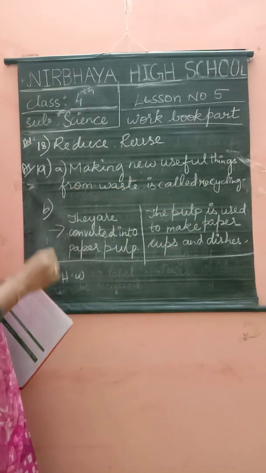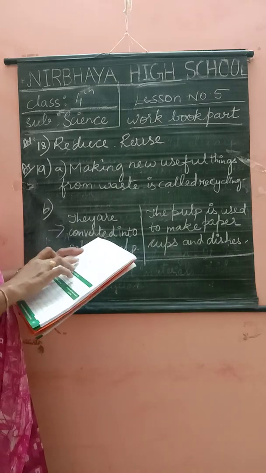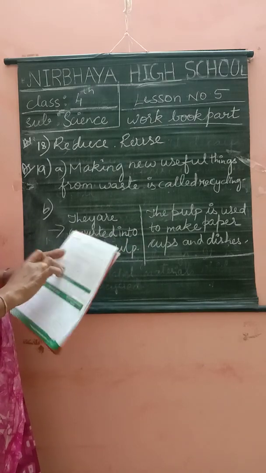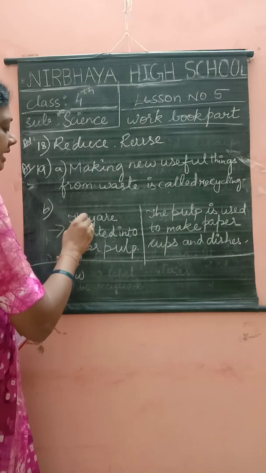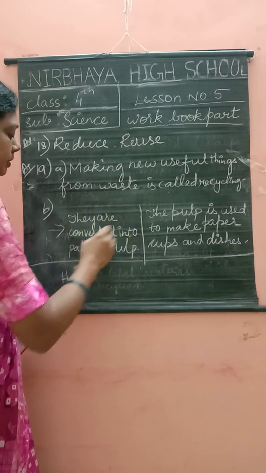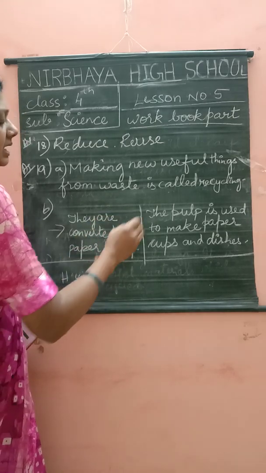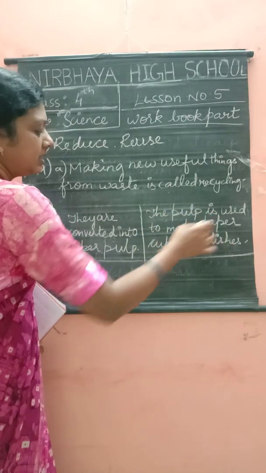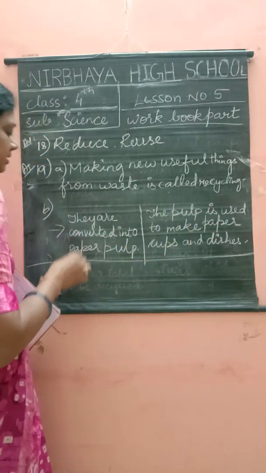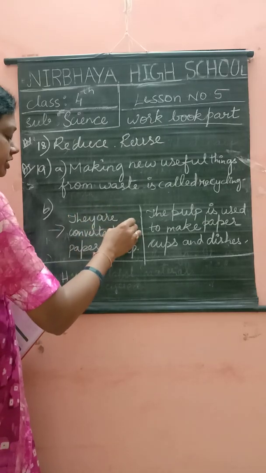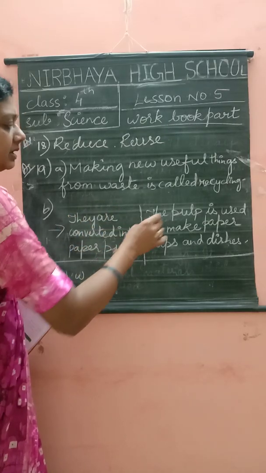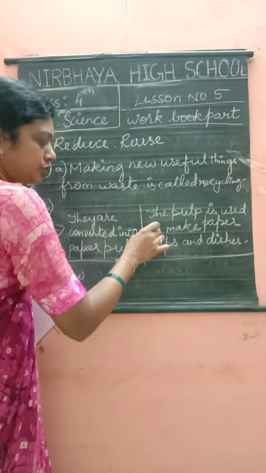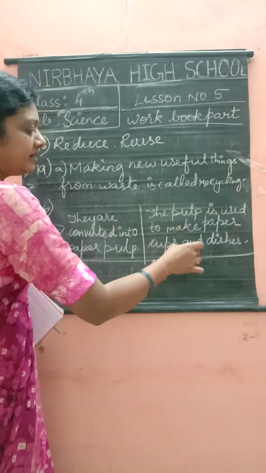And the next one, children: old newspapers are collected. They are converted into paper pulp. The pulp is used to make paper cups and dishes.